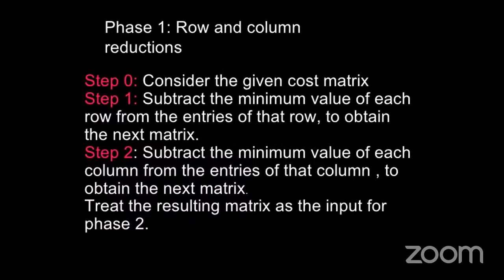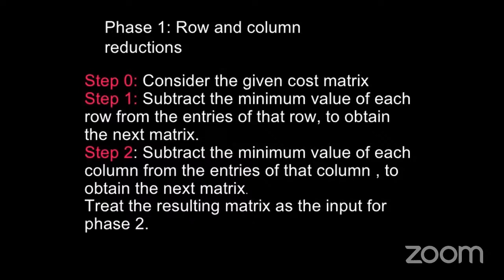Then we go to step number 1, row reduction. Subtract the minimum value of each row from the entries of that row to obtain the next matrix. I repeat, subtract the minimum value of each row from the entries of that row to obtain the next matrix. Then step 2, column reduction: subtract the minimum value of each column from the entries of that column to obtain the next matrix, treating the resulting matrix as an input for phase 2.